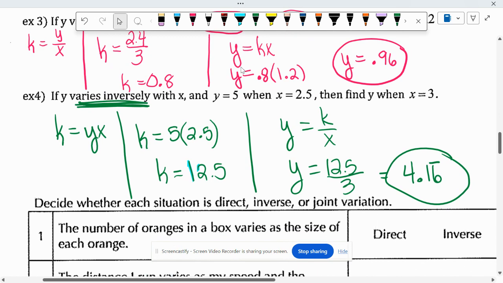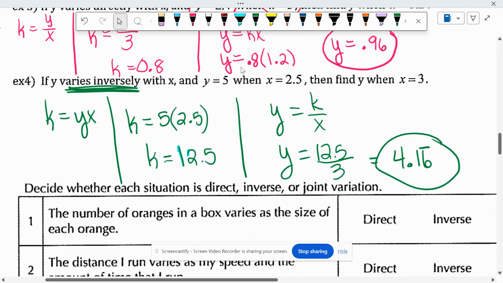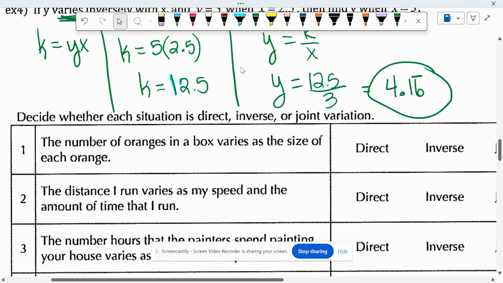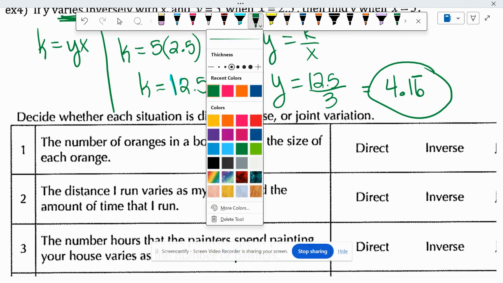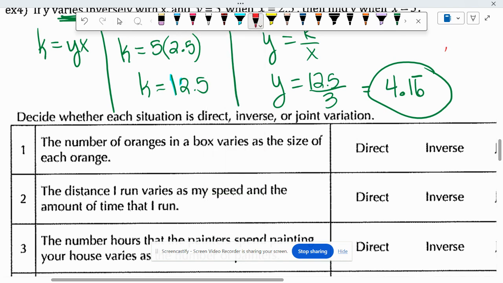So does this seem difficult? Does it make sense what we're doing? Okay. So we're only dealing with direct and inverse variation. You guys are not doing joint variation, okay? And I didn't teach you that, and there's nothing like that on your test. Go ahead and sharpen.